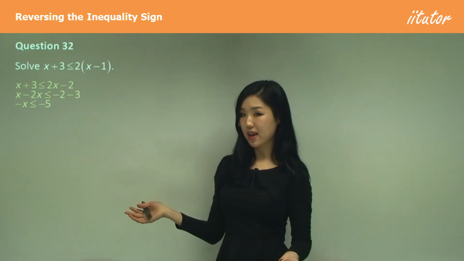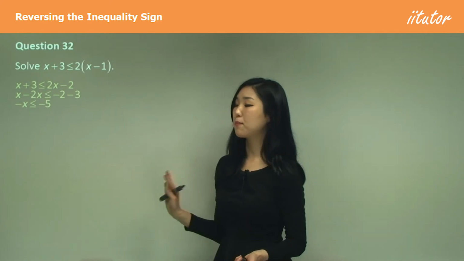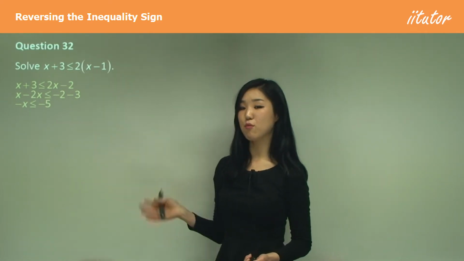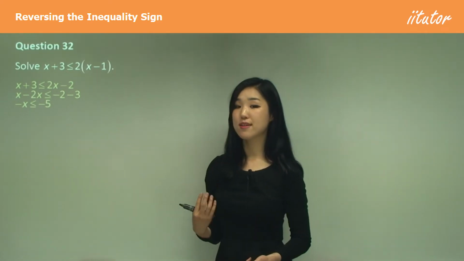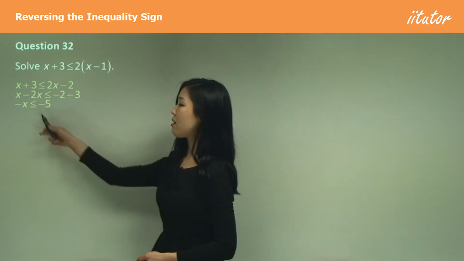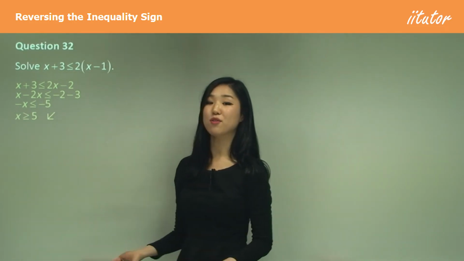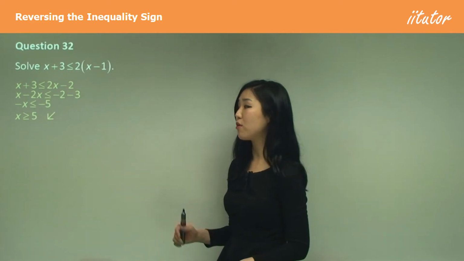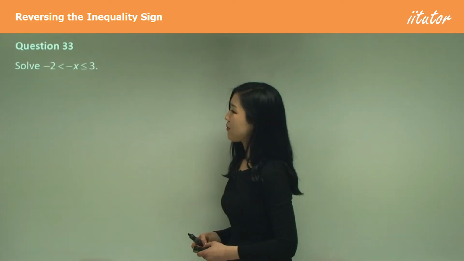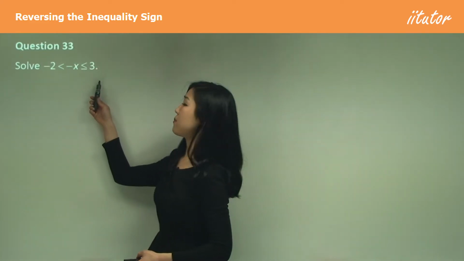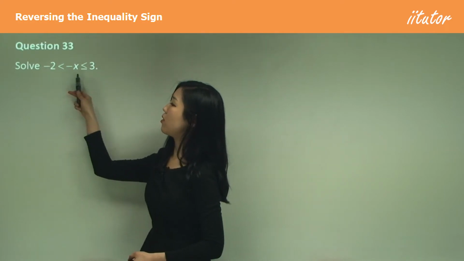Now get rid of the negatives on both sides by multiplying both sides by negative 1. But because negative 1 is a negative number, we must reverse the sign and make them positive. Okay, so x is greater than positive 5. 33. Now this one's a bit different because we've got one whole inequality with x.